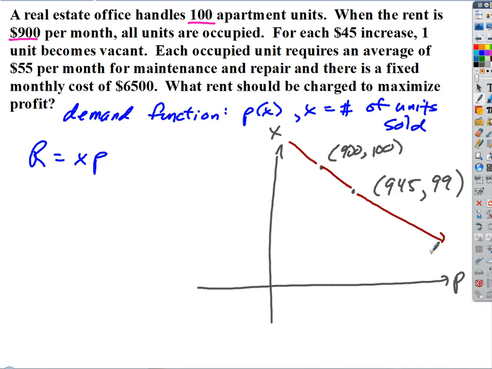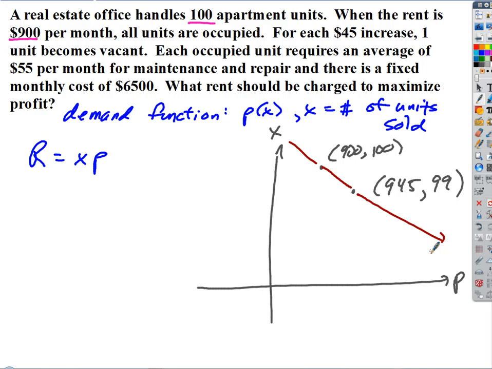So the slope here would really be dx/dp, wouldn't it? Yes. Okay. So this line represents our demand function. This line predicts, for a given price, what the value of X will be, how many apartments are rented. So we just have to come up with the equation of the line, but that's not bad. We can do that stuff, right?